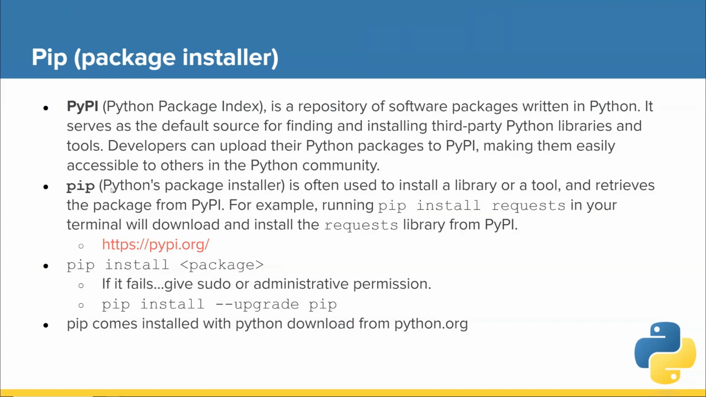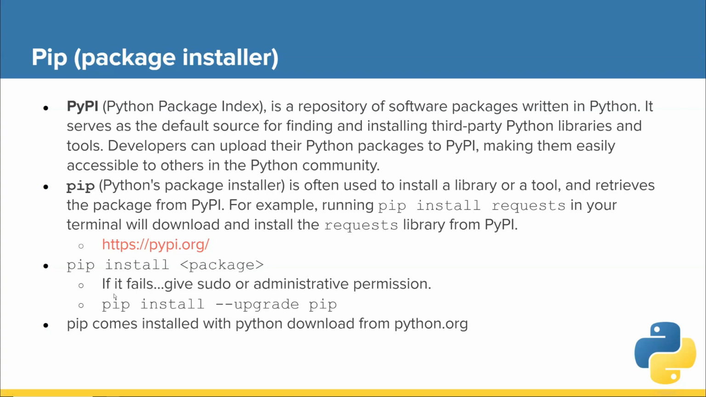So if we go back here, we learn a little bit about pip now. And pip is Python's package installer, which is frequently used to install these packages from PyPI. If we run pip install requests, as I just mentioned, in our terminal window or command prompt, or in our terminal in our IDE, like VS Code or PyCharm, it will download and install that requests library from PyPI, from that Python Package Index. So pip install and then the package name.